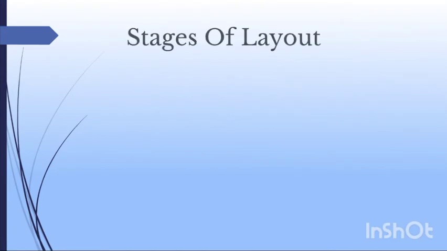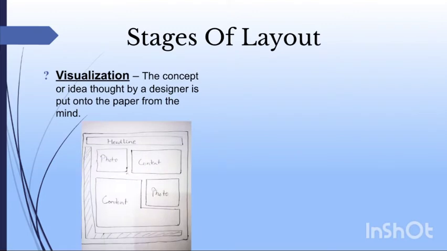So now let us start with the stages of a layout. The first stage of layout is known as visualization. Visualization is the concept or idea thought by a designer put onto the paper from mind. You use a pen or pencil, and whatever you have visualized, you just roughly draw whatever you want the page to look like.